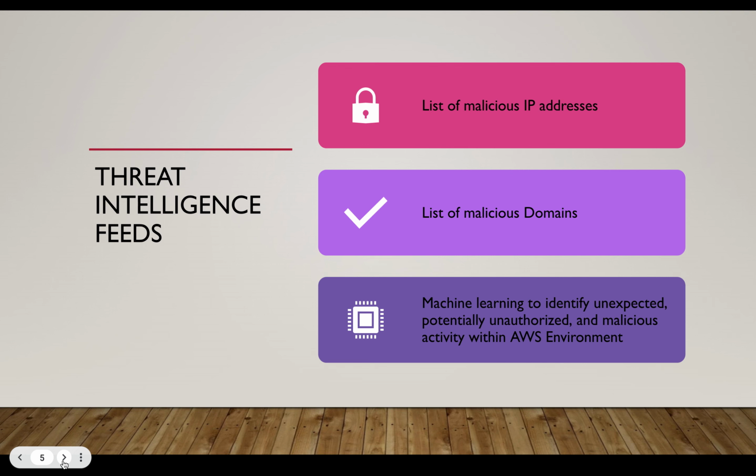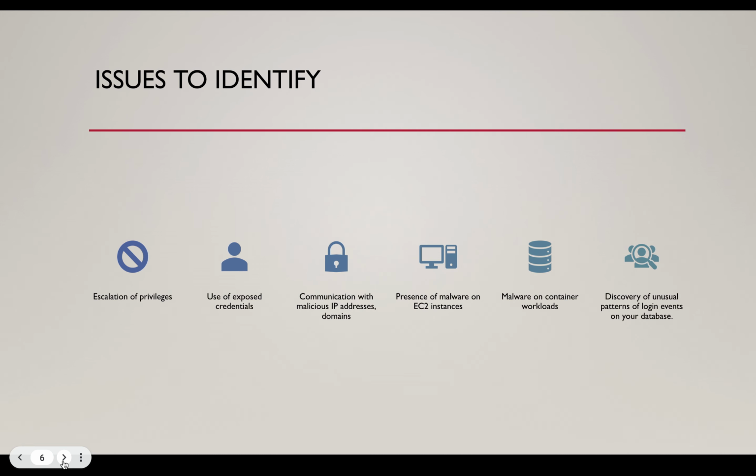Now, what are the threat intelligence feeds which we will have to give as input for it to scan for security findings? That is a list of malicious IP addresses, a list of malicious domains, and machine learning to identify unexpected, potentially unauthorized and malicious activity within the AWS environment.